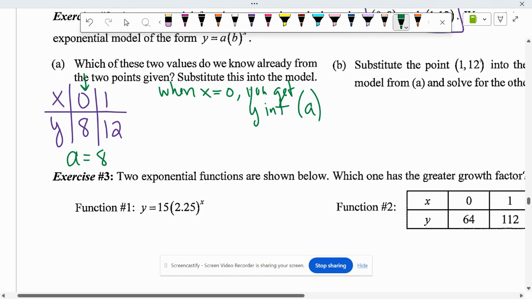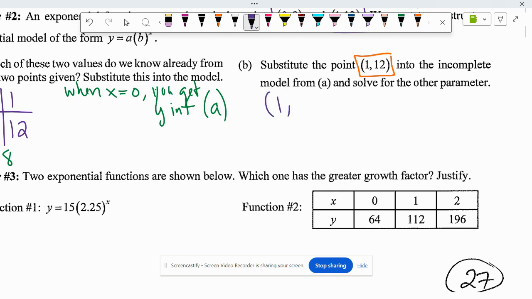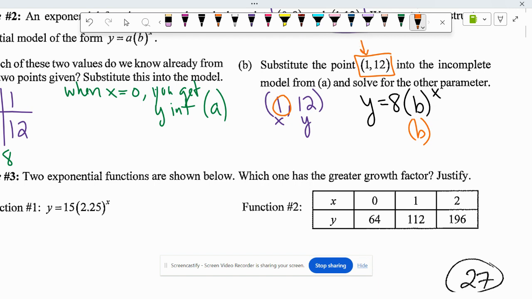So let's use the fact that a equals 8, and let's use this ordered pair. Remember that in the ordered pair (1, 12), 1 is the x value and 12 is the y value. And we're going to plug it into our equation. So our equation is y equals 8 times b to the power of x. But we are replacing x with what? What is x in our ordered pair? 1. We're going to replace the x with a 1.